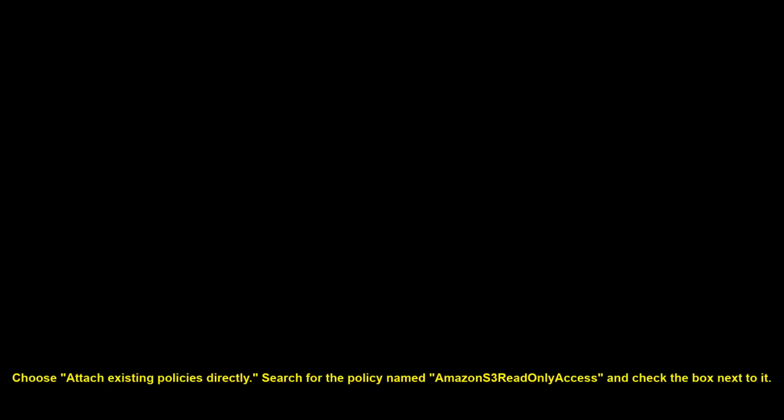Search for the policy named Amazon S3 Read-Only Access and check the box next to it. If you need additional permissions, you can select other policies as well. Click Next, Tags to continue. Tags are optional, but you can add key value pairs for better identification. Once done, click Next, Review.